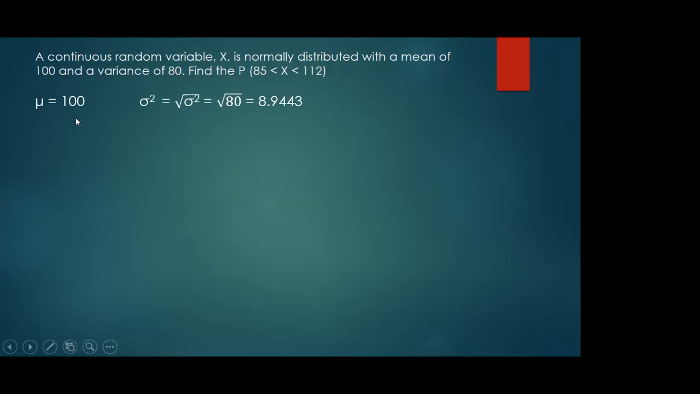So we know that the mean is going to be 100, and the variance, which is sigma squared. In order to get our standard deviation, we have to find the square root of our variance. So the square root of 80 is going to be 8.9443. Again, guys, I will always urge you to try to round to 4 decimal places once you can. Trust me, it affects your results.